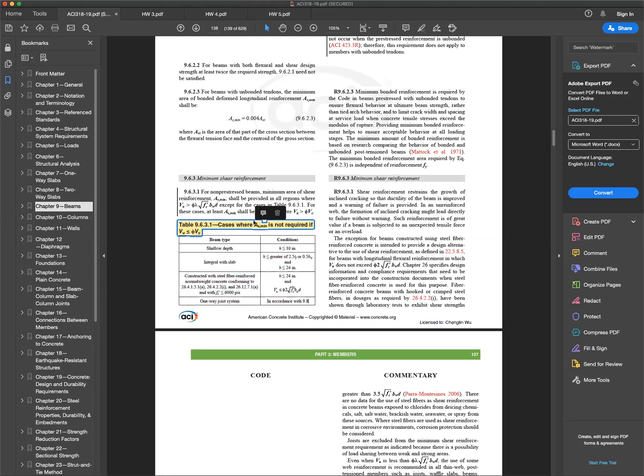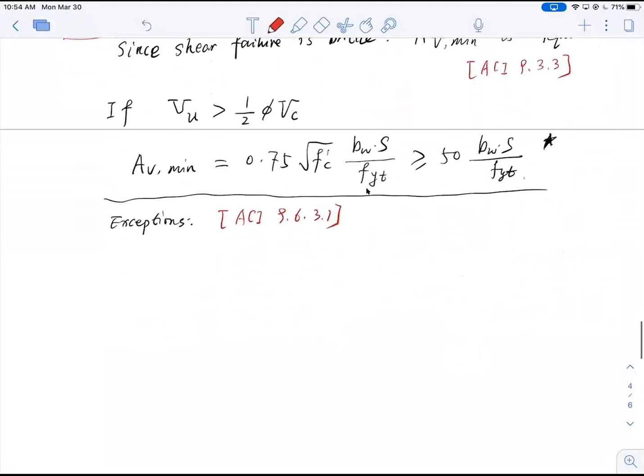So coming back, we need this table to know the exceptions. Let me stop sharing here and go back to my screen. You can find this table 9.6.3.1 for the exceptions to minimum reinforcement. Sorry, it's already written here for exceptions. I'm just going to save room here and talk about it here.